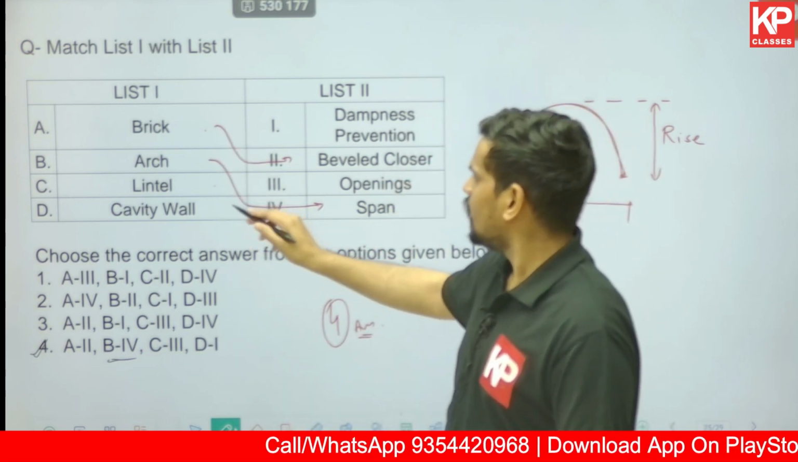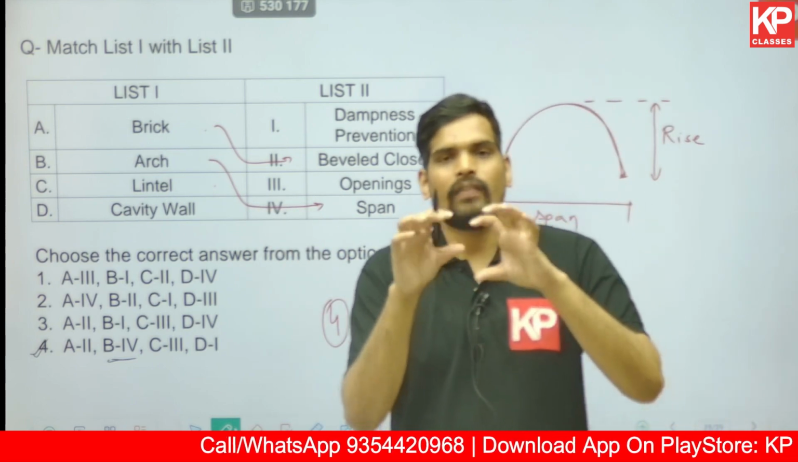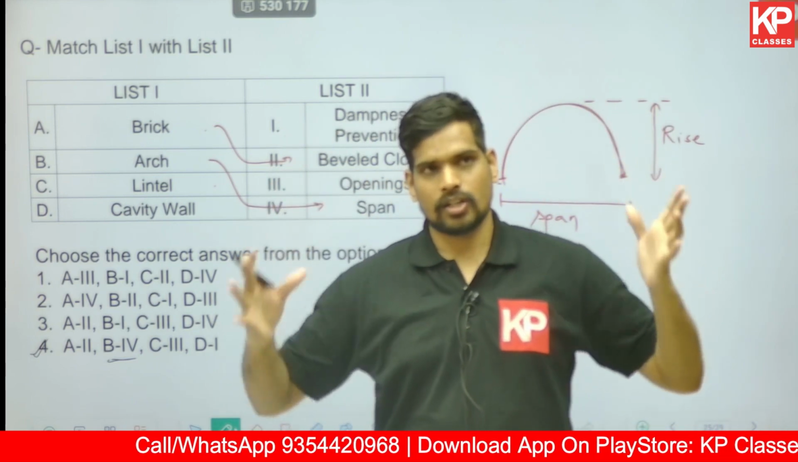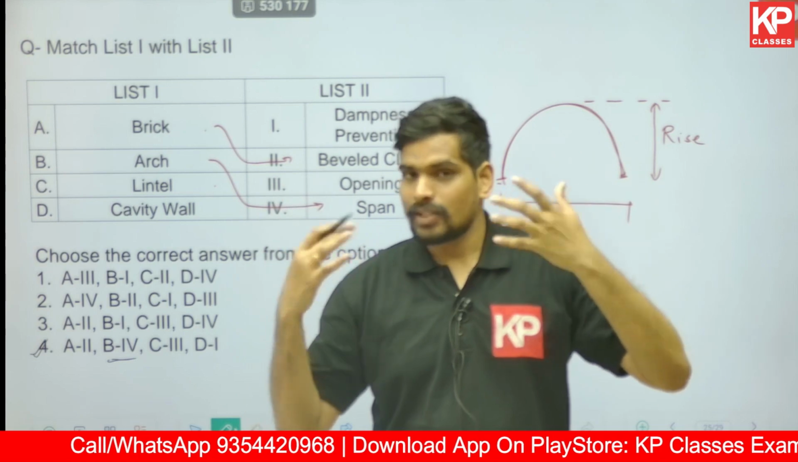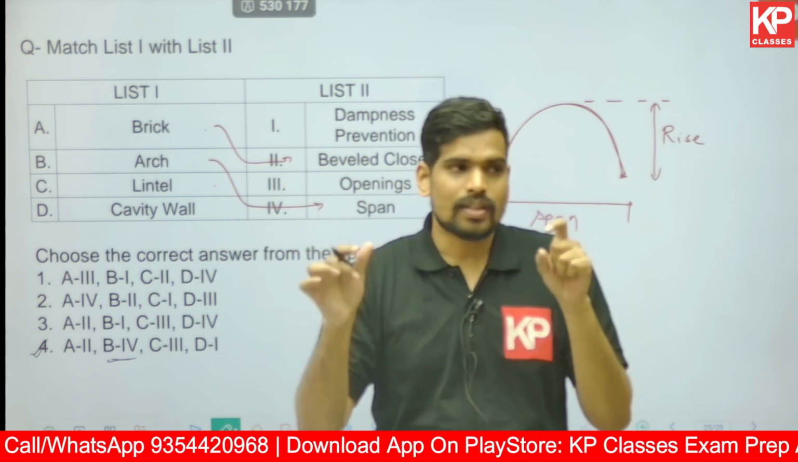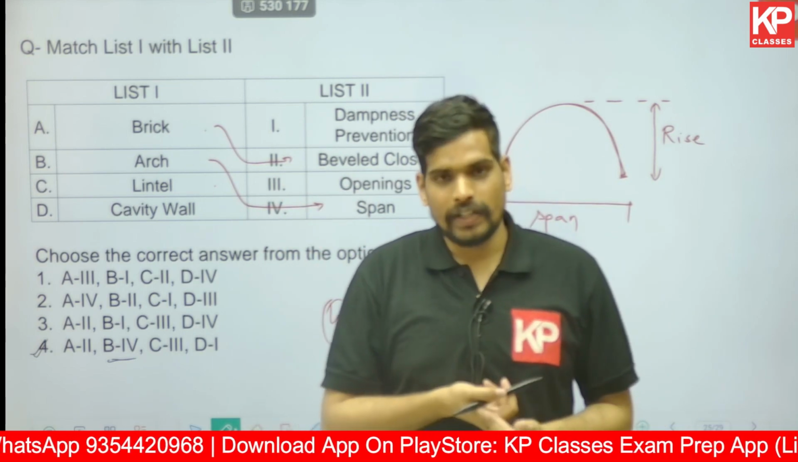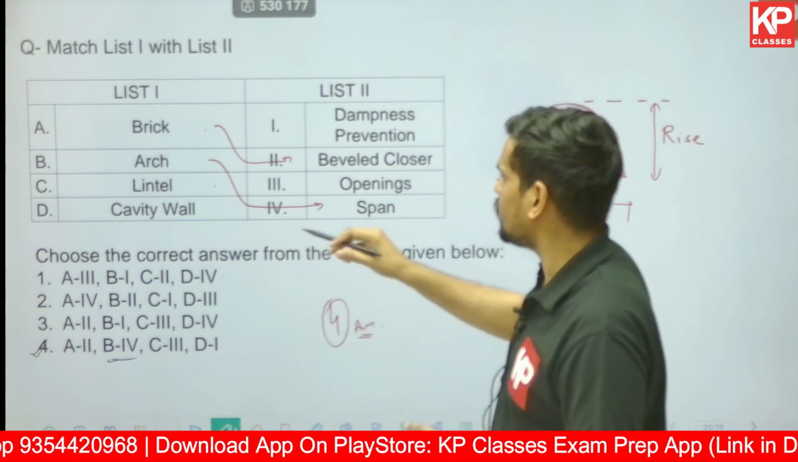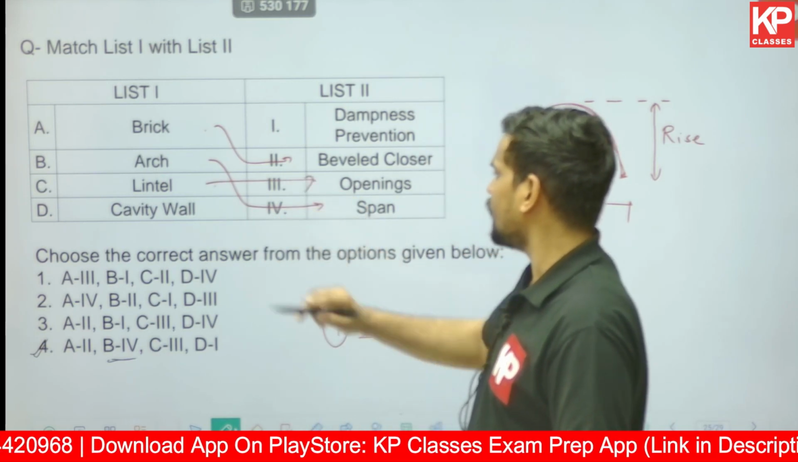Then you have lintel. Lintel is a structural element, smaller version of a beam basically. In construction buildings, horizontal structural elements are called as beams. Lintel is a horizontal structural element generally provided on top of windows, doors or openings. So lintel is associated with openings basically.